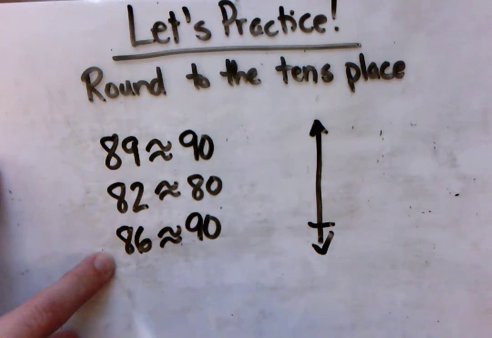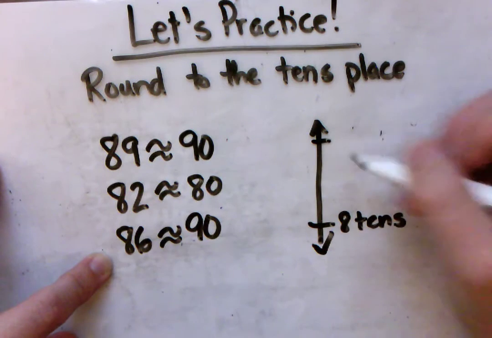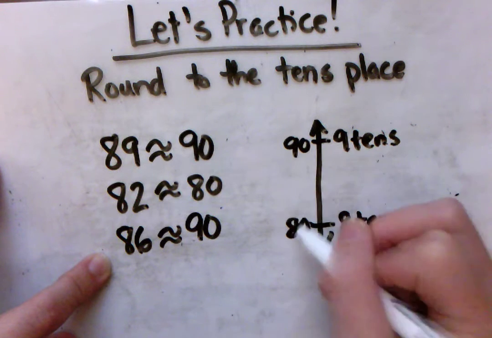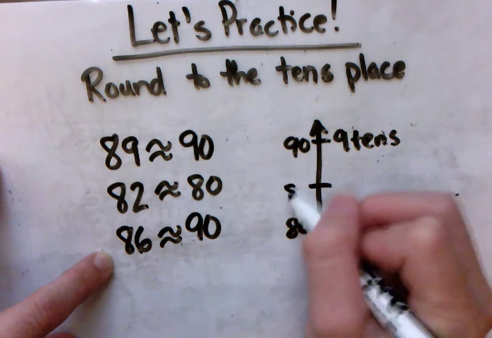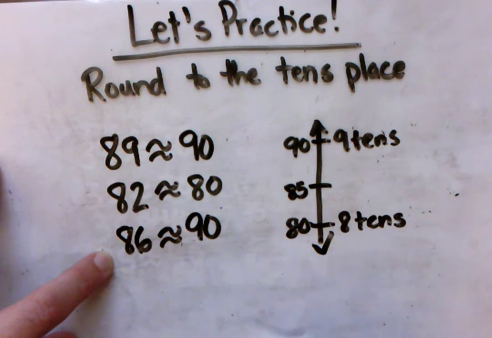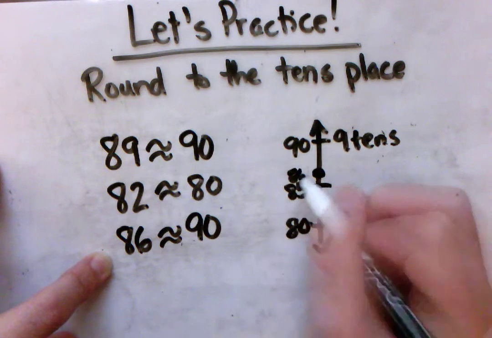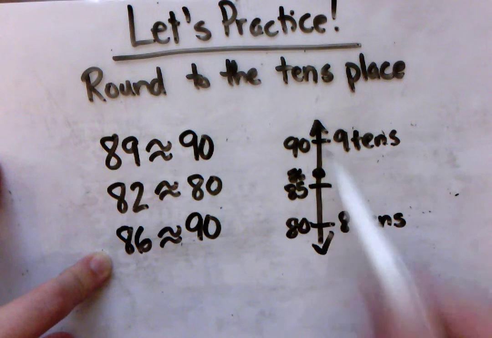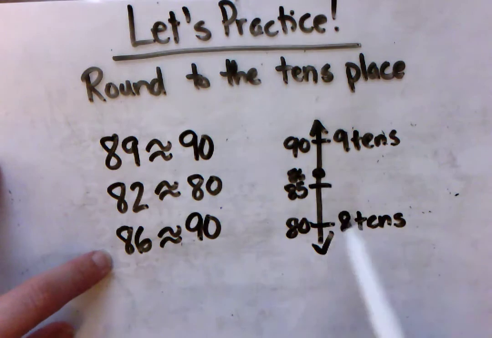How many tens are in 86? 8 tens. What would be my next 10? 9 tens. What's halfway between 80 and 90? Halfway is 85. And where would 86 fall on this number line? About there. Since it's above 85, above my halfway mark, I'm going to round to my closest tens, which is 90.